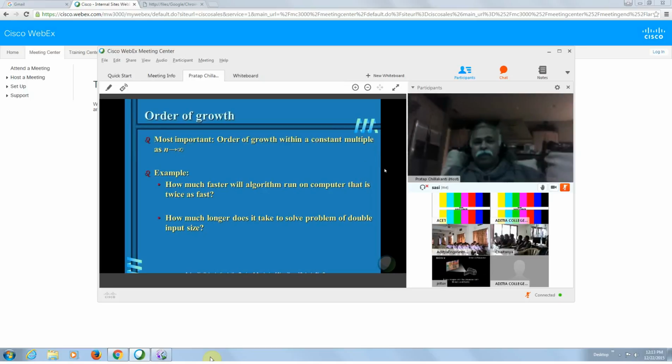Okay, so you can see here the order of growth within a constant multiple as n goes to infinity.